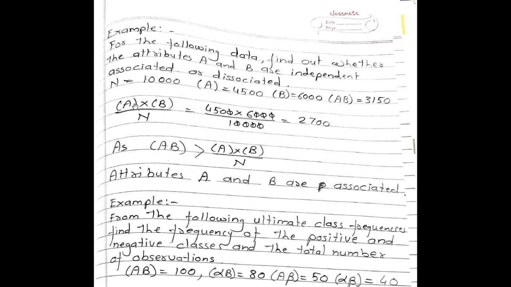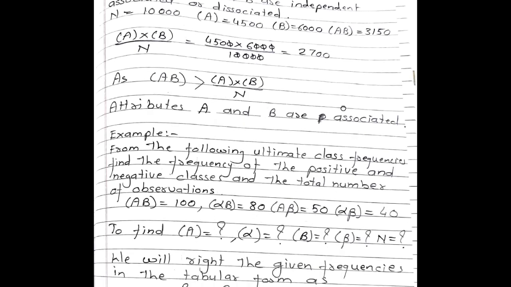Check the condition. Frequency of A into frequency of B upon N. So 4,500 into 6,000 divided by 10,000 will give us the value 2,700. But our value of AB is 3,150. So as AB is greater than frequency of A into frequency of B upon N, therefore attributes A and B are associated. We can say positively associated or just associated.